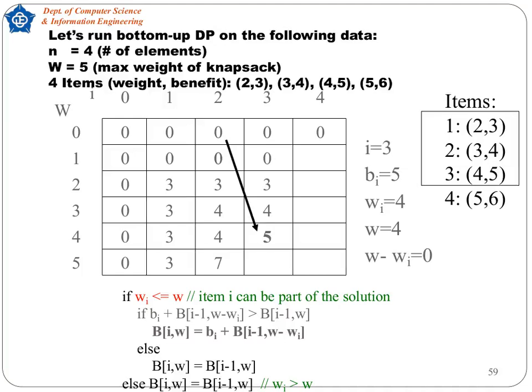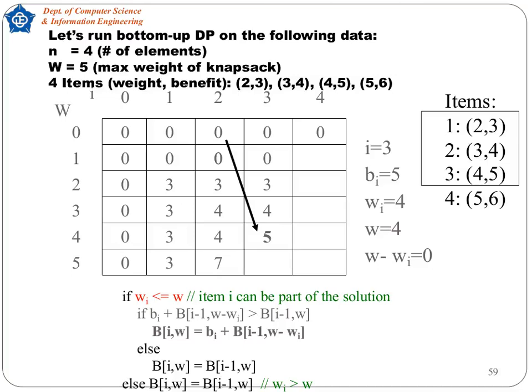Continuing our example, let's build the bottom-up DP table for the 0-1 knapsack problem with 4 items and capacity 5. Our items are 1. Weight 2, value 3. 2. Weight 3, value 4. 3. Weight 4, value 5. 4. Weight 5, value 6. We'll fill a table B where i ranges from 0 to 4, items considered, and w from 0 to 5, capacity. Every entry in row 0 or column 0 is initialized to 0.